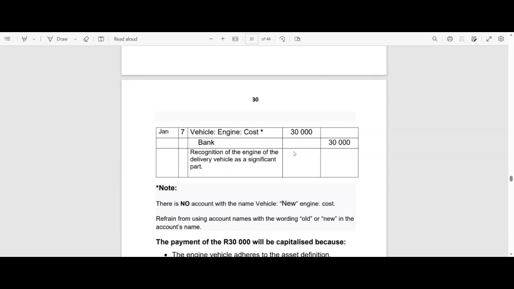So, ladies and gentlemen, at this point in time, I'm going to ask you now a few tricky questions, perhaps. At this point in time, what is the total cost of the motor vehicle? What is the total cost of the motor vehicle?